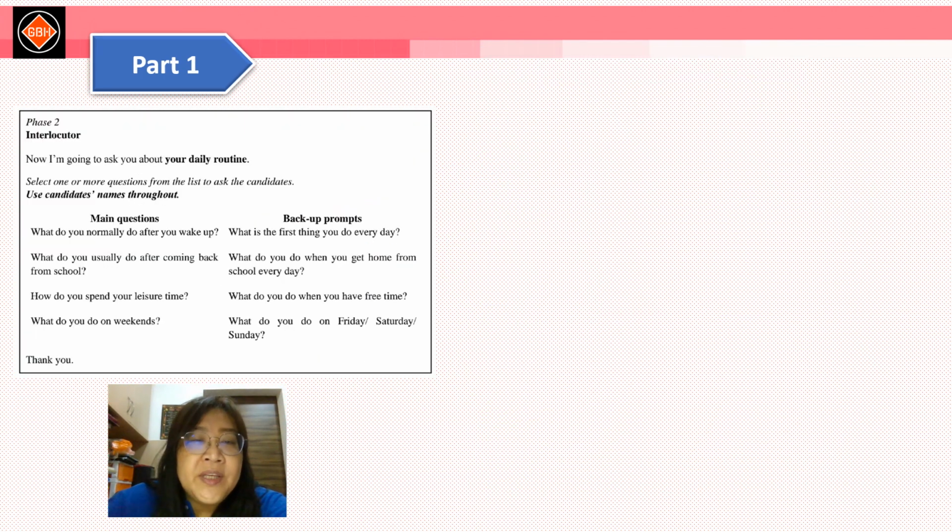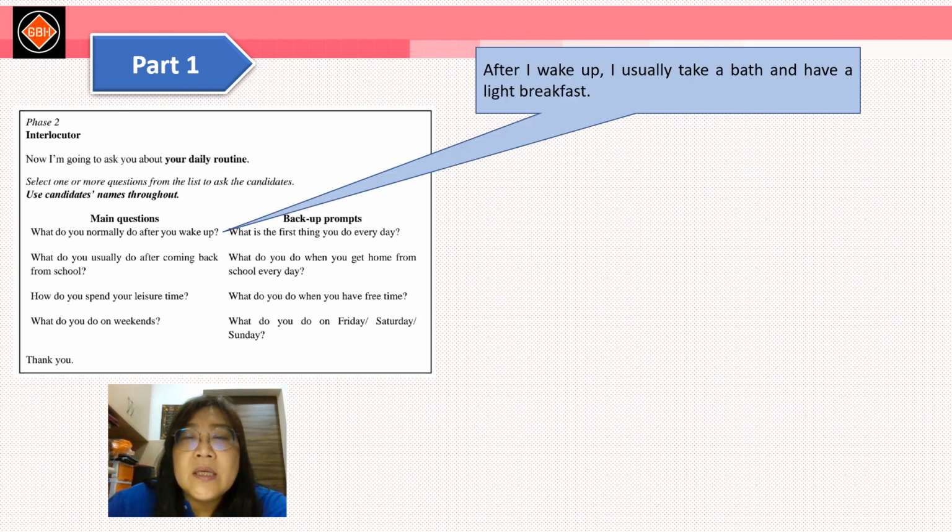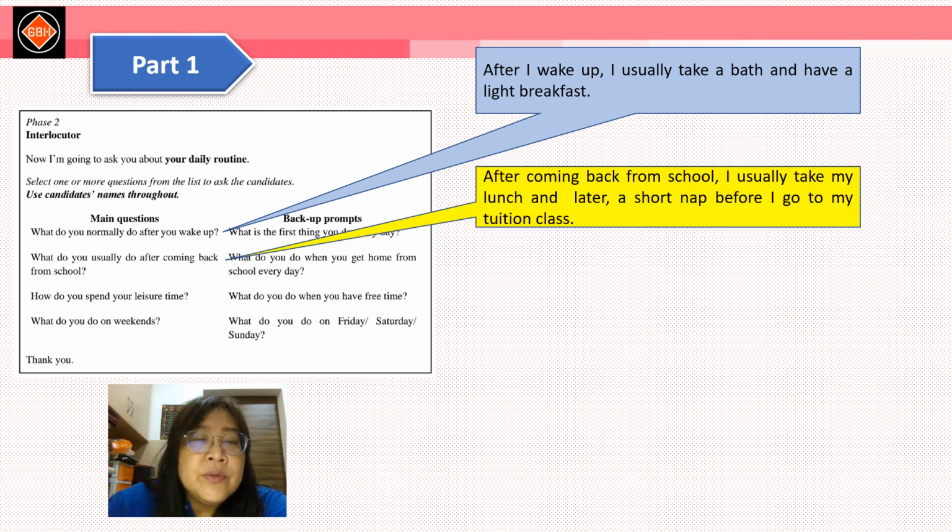Now for phase 2, for part 1, I'm going to ask you about your daily routine. So the first question, what do you normally do after you wake up? So candidate A can answer, after I wake up, I usually take a bath and have a light breakfast. For candidate B, the question can be, what do you usually do after coming back from school? So your answer can be, after coming back from school, I usually take my lunch and later a short nap before I go to my tuition class.